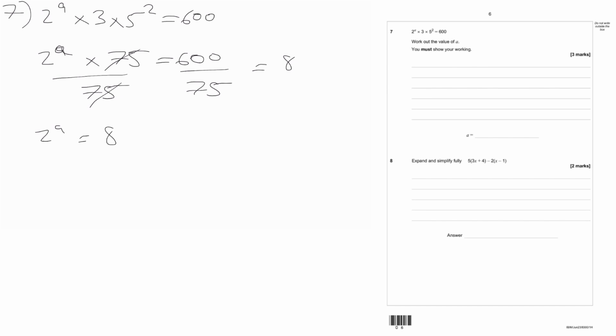So 2 to the power of A equals 8, and therefore we know, if we can just work this out, we can say that 2 times 2 times 2 equals 8. So this is equivalent to 2 cubed, and therefore A is 3, just to be clear.